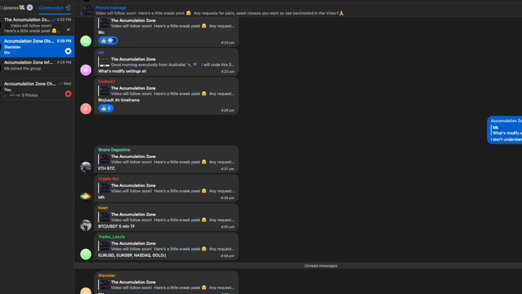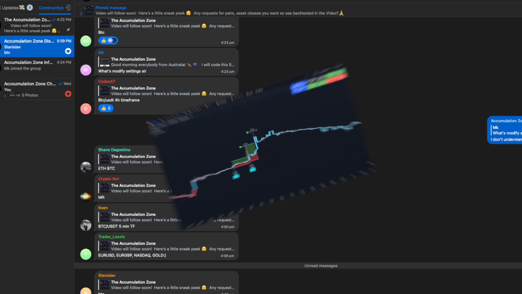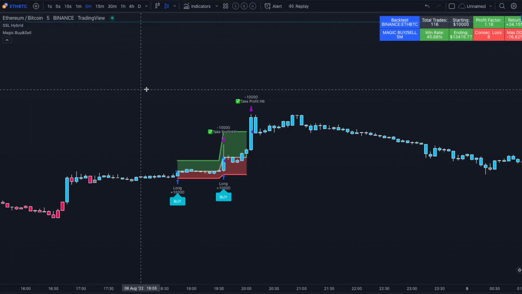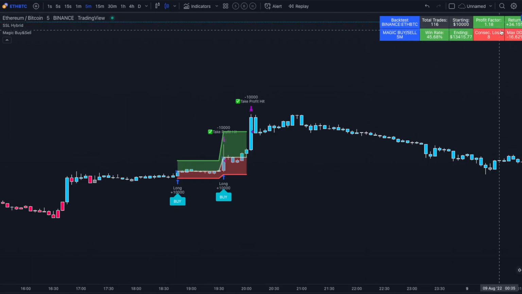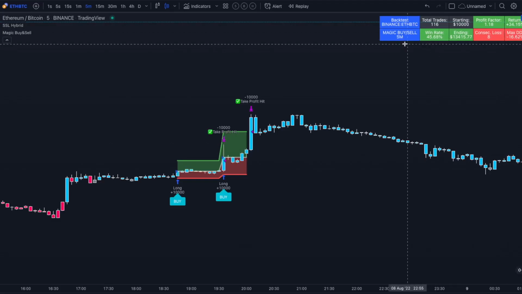Before I recorded this video, I asked my Telegram community on what charts and pairs they want to see the strategy tested on, and that's what we're going to do now in a first section. So here we have the requested Ethereum Bitcoin, Ethereum valuation against Bitcoin on Binance 5-minute chart with a return of 34% and a max drawdown of 16%. But I'm sure these settings can be optimized.